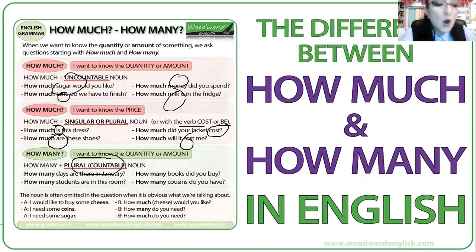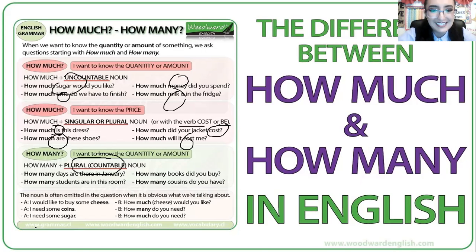For example, I need some sugar, please, for my coffee. How much do you need? You can say how much sugar do you need or how much do you need, but it is not necessary to repeat it one more time. I need 1 cup of sugar. Okay, here is your sugar. So when the noun is obvious, you don't need to repeat it.